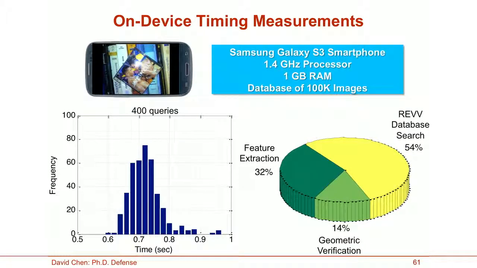We give a breakdown of how much time is spent on 3 stages of image matching. Feature extraction takes around 32% of the time. Database search with REVV takes around 54% of the time. This is because we're searching a database of 100,000 images on the phone. And finally, geometric verification takes the remaining 14% of the time.